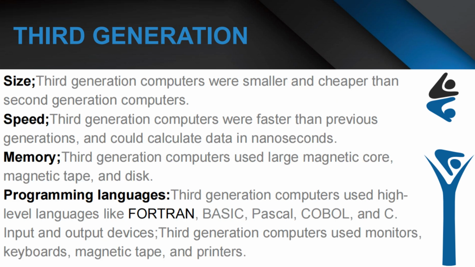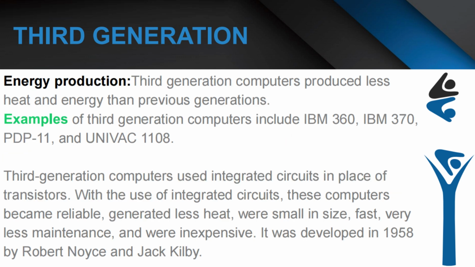Size: third-generation computers were smaller and cheaper than second-generation computers. Speed: they were faster than previous generations and could calculate data in nanoseconds. Memory: they used large magnetic core, magnetic tape, and disk. Programming languages: they used high-level languages like Fortran, BASIC, Pascal, COBOL, and C. Input and output devices: they used monitors, keyboards, magnetic tape, and printers. Energy production: they produced less heat and energy than previous generations.